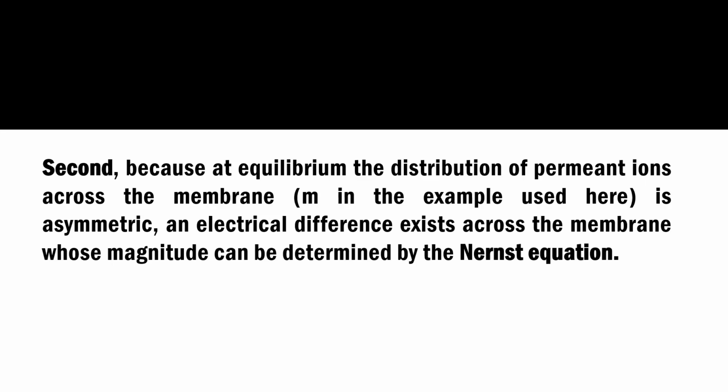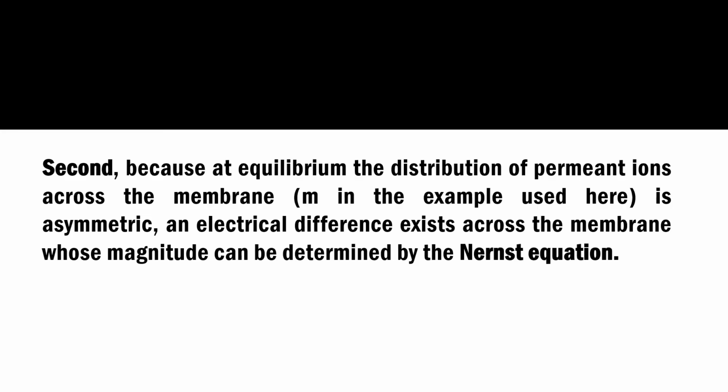Because at the equilibrium, this is very important, the distribution of permeant ions, the diffusible ions across the membrane, is asymmetric and an electrical difference exists across the membrane. So we told you that the Donnan effect will cause what? The unequal distribution.